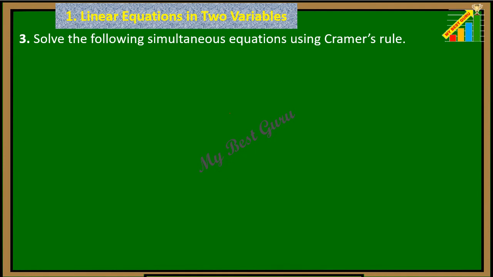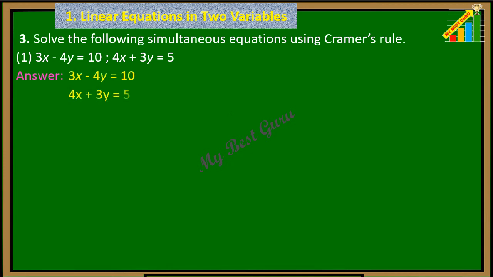Question number 3. Solve the following simultaneous equations using Cramer's rule. So the first equation is 3x minus 4y is equal to 10, and 4x plus 3y is equal to 5. So the answer for this is, your equations are 3x minus 4y is equal to 10 and the second equation is 4x plus 3y is equal to 5.